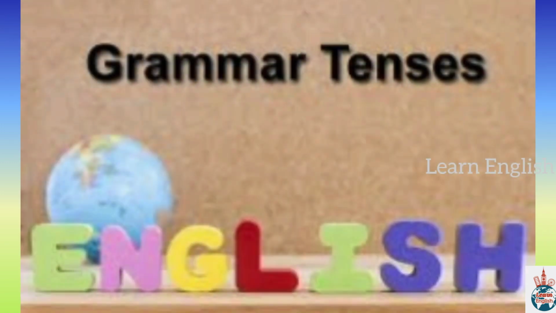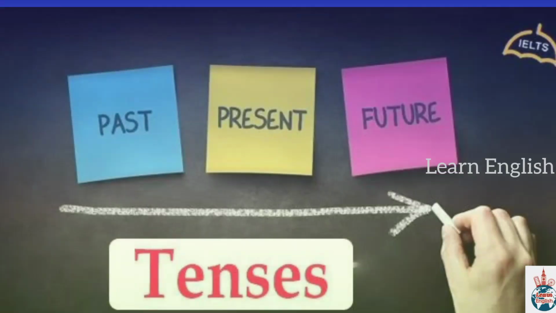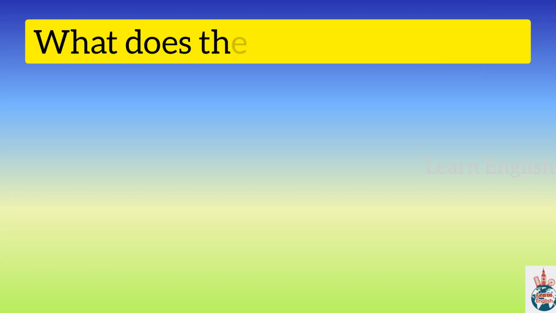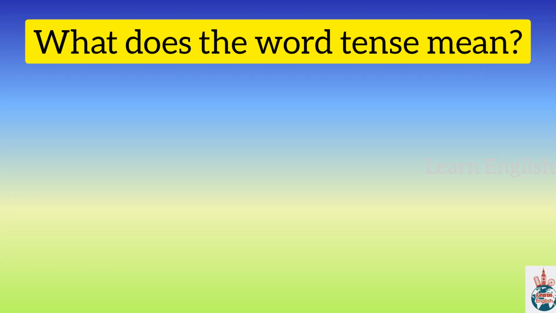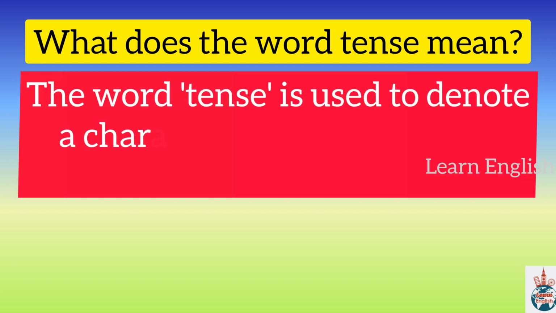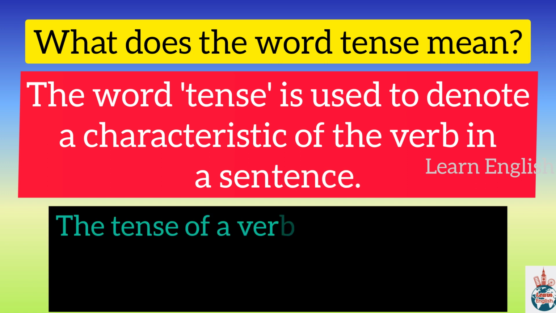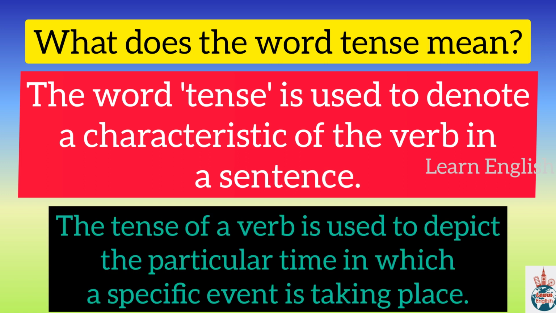Tenses in English are one of the most important grammar topics that you should know thoroughly in order to be an expert in the English language. Let's see the tenses in detail. What does the word tense mean? In the English language, the word tense is used to denote a characteristic of the verb in a sentence. The tense of a verb is used to depict the particular time in which a specific event is taking place.